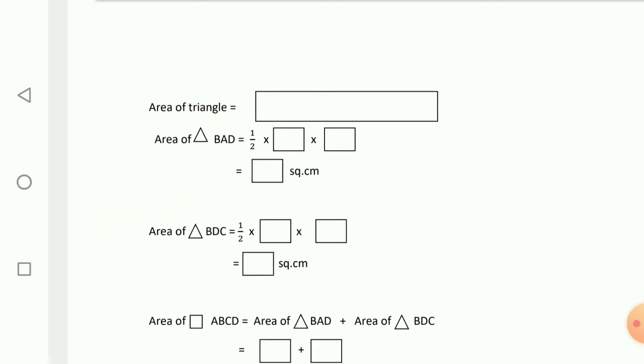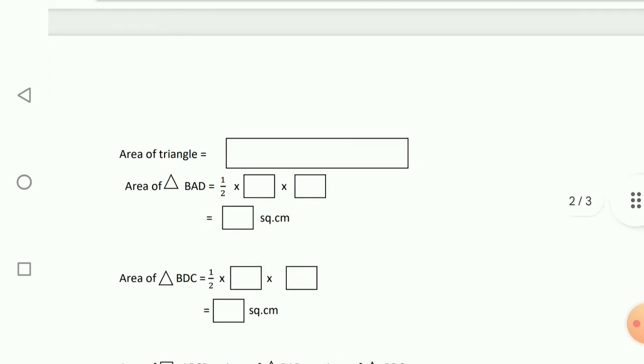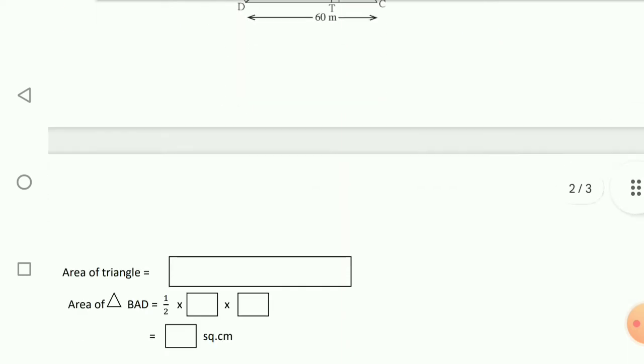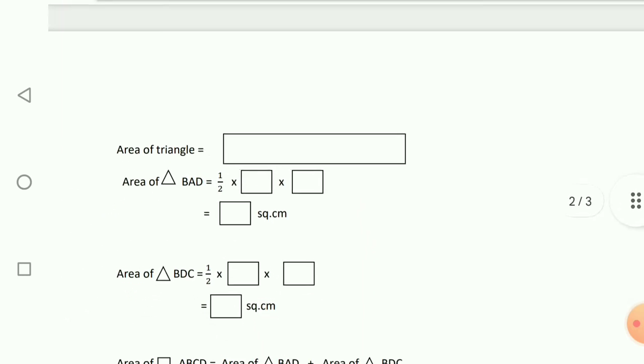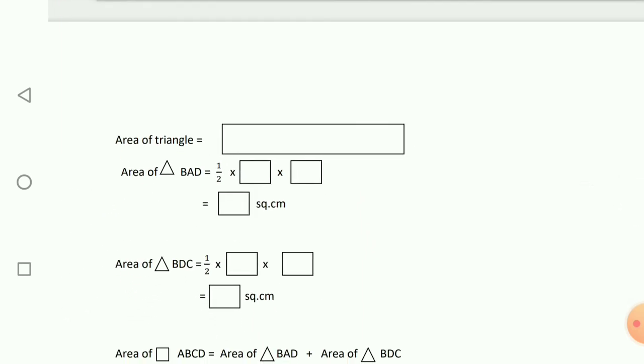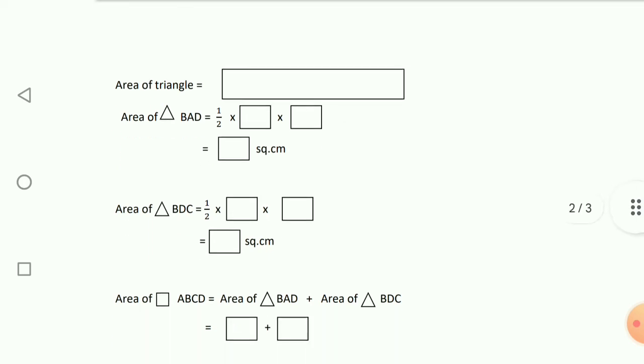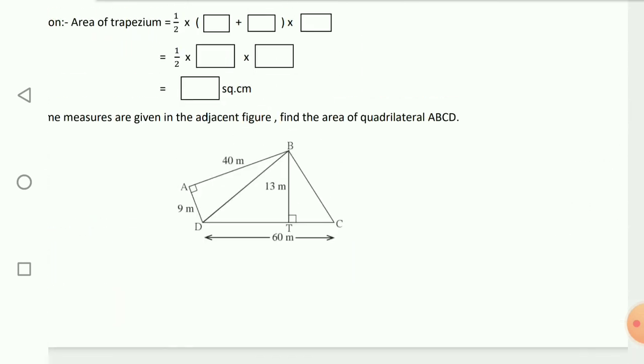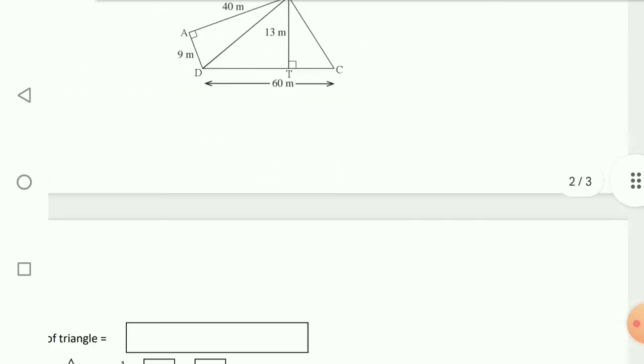Now here, in the fourth question, the diagram is already given, you just have to substitute the values. Here the area of triangle is mentioned, so you are going to write the formula and then solve. The height is given for both the triangles, so you are going to use not Heron's formula but the half into base into height formula. Find out the area of each triangle separately and then add them together, and you get the area of this quadrilateral ABCD.